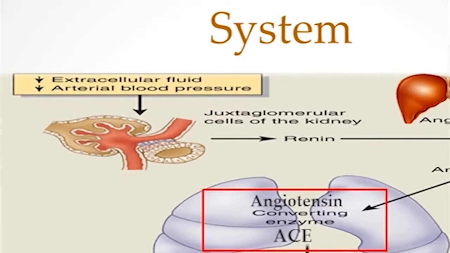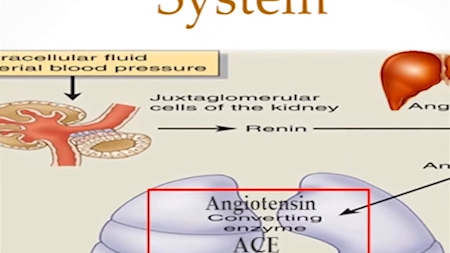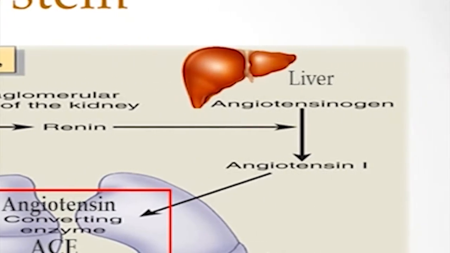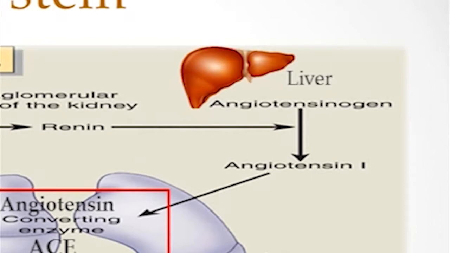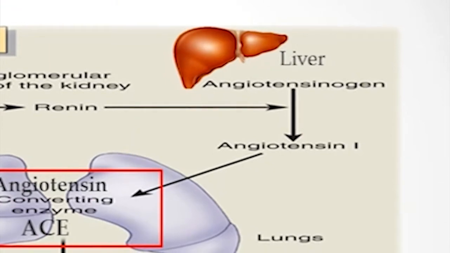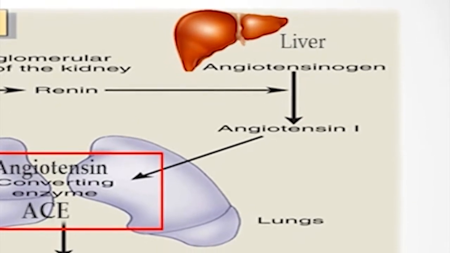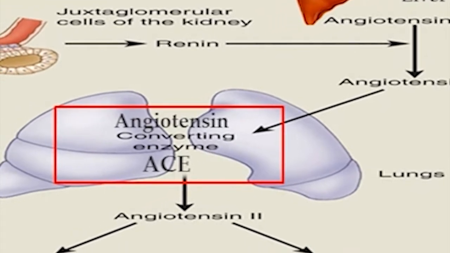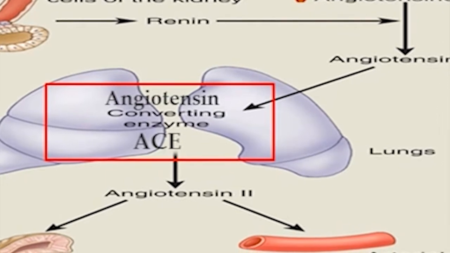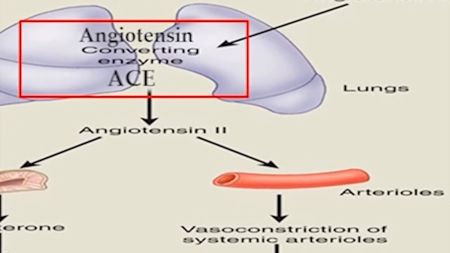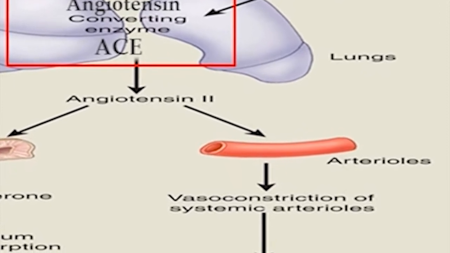When kidneys detect a drop in blood pressure, it releases an enzyme called renin from the juxtaglomerular cells. Renin then moves into blood and interacts with angiotensinogen, an inactive enzyme made in the liver, and converts it to angiotensin 1. When angiotensin 1 reaches the lungs, ACE converts angiotensin 1 to angiotensin 2. Activation of angiotensin 2 provokes a number of physiological effects which leads to an elevation in blood pressure.